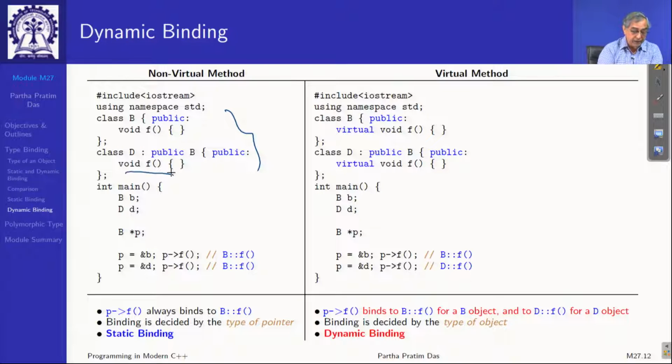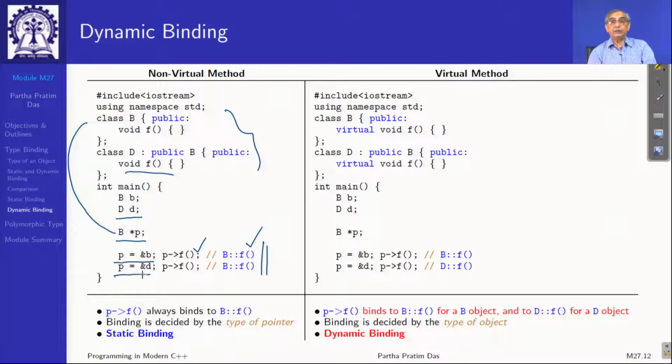I have overwritten it here, and when I make the call, naturally just look at what I am doing. There are two objects B and D and a B type pointer, which is a base type pointer. Now, if I assign the address of the base class object and invoke, it will invoke B::f, no issues.